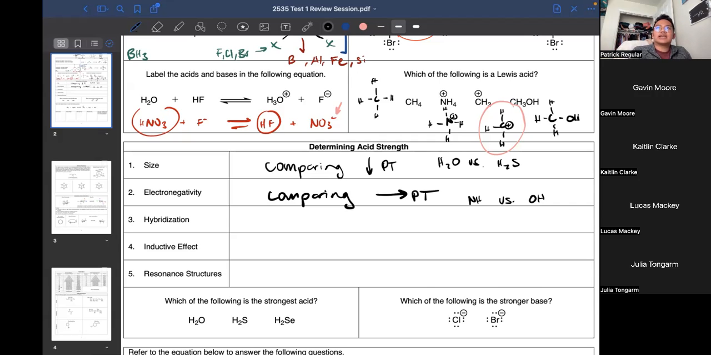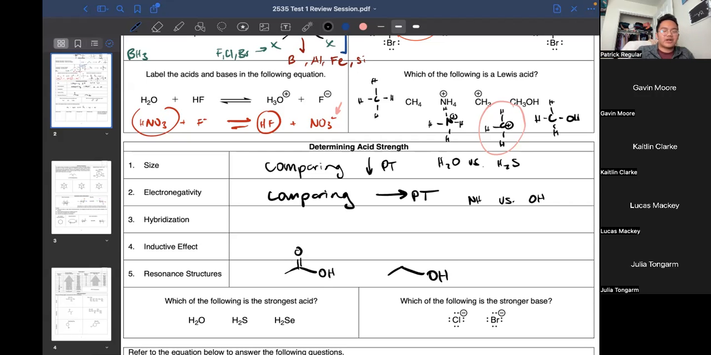For example, let's do, no, that's not a good resonance structure example. I can't think of good ones. I'm not good at making resonance structures out of the blue. Do you guys have any questions regarding this? I'm going to try to think of one. Oh, I just thought of one.